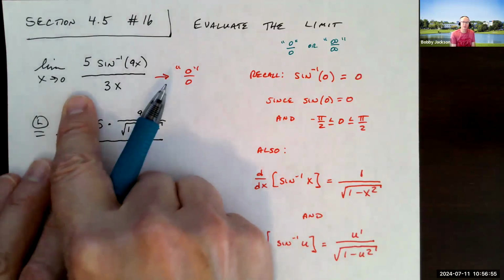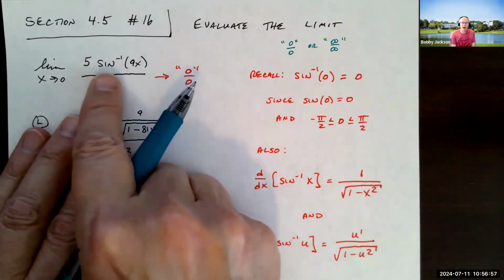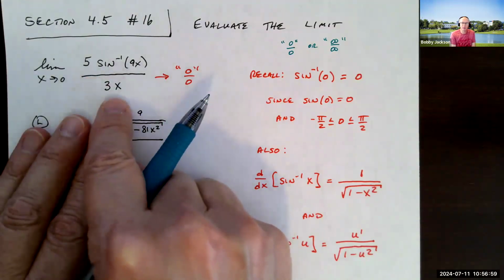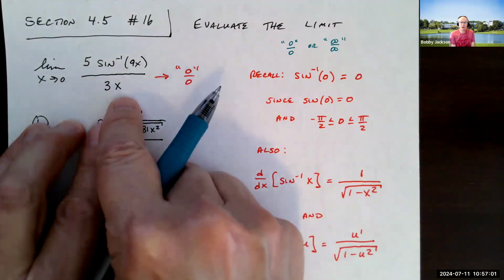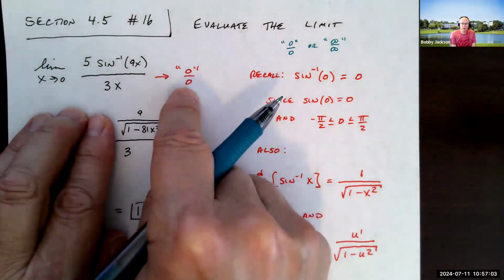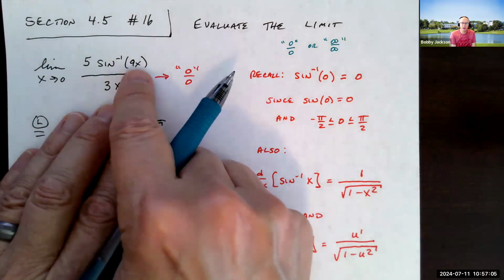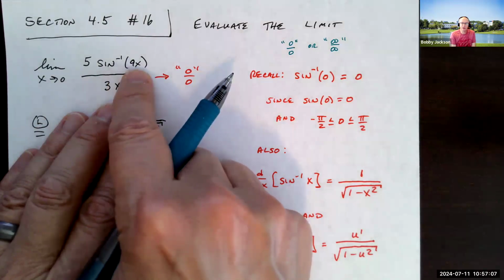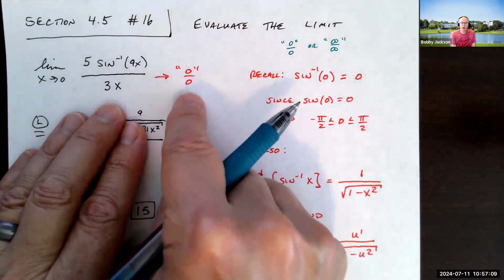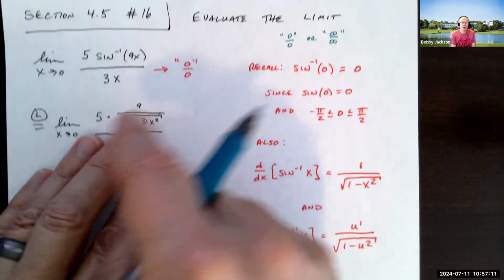Here's the problem. Take the limit as x approaches 0 of 5 inverse sine of 9x divided by 3x. Well, if I plug in 0, obviously the denominator is approaching 0. And up top, 9 times 0 is 0. Inverse sine of 0, as we said, was 0. So we're getting 0 over 0. So I can use L'Hopital's rule.